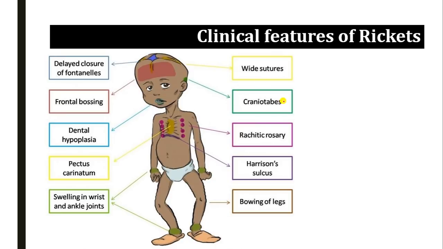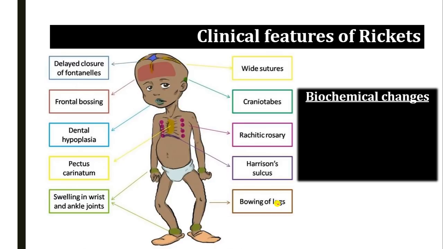Craniotabes can also be felt, that is a thinning or softening of the skull bone in children. There is a rachitic rosary, in which there is a prominent beaded appearance at the costochondral junction due to inflammation. There is a Harrison sulcus, a groove seen at the lower end of the rib cage, corresponding to the costal insertion of the diaphragm. So we can feel a very deep groove at the lower end of the rib cage, along with bowing of the legs, which is due to gravitational force as well as muscle pull. So these are the classical features of rickets.